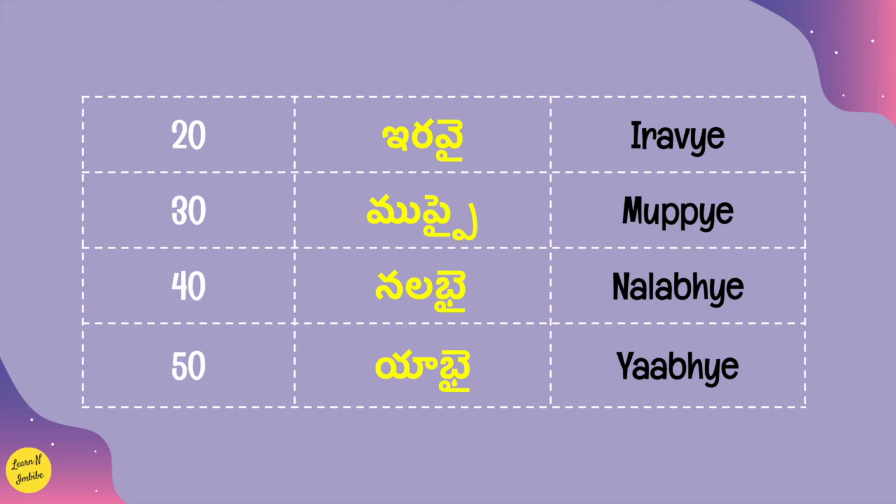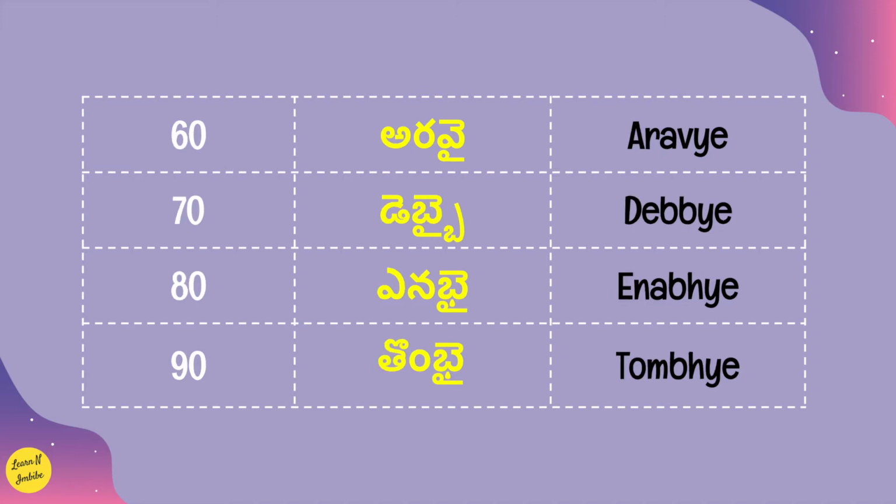20 in Telugu is known as ఇరవై. 30 in Telugu is known as ముప్పై. 40, నలభై. 50, యాభై. 60, అరవై. 70, డెబ్బై. 80, ఎనభై. 90, తొంభై.